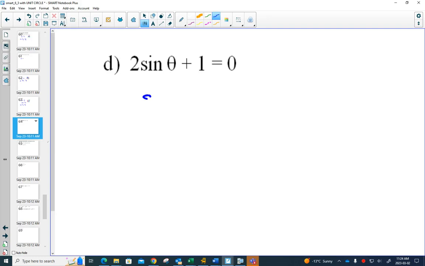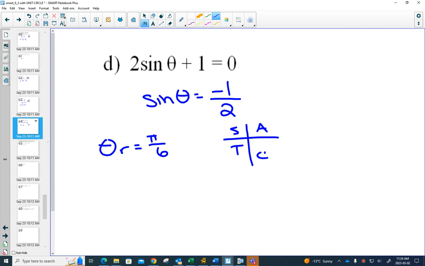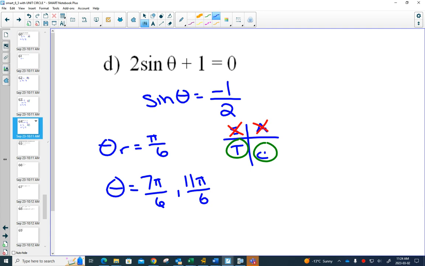First of all, get the sine theta by itself, move the 1 over and divide by 2. And check how you did. So our reference angle is pi over 6. Then we need our pi over 6 family member in quadrant 3 and quadrant 4: 7 pi over 6 and 11 pi over 6.